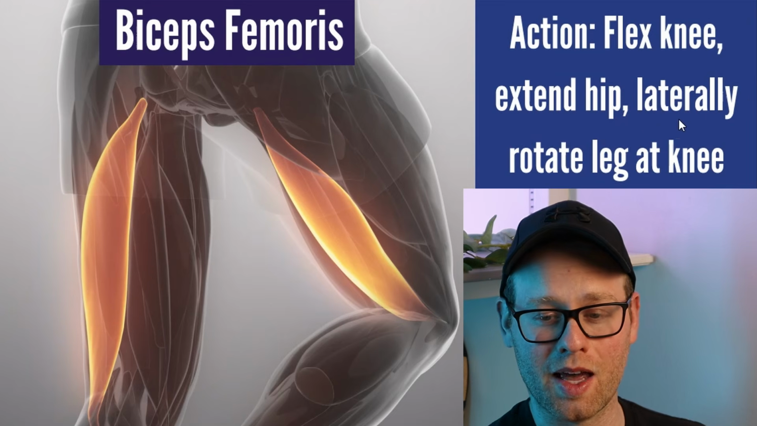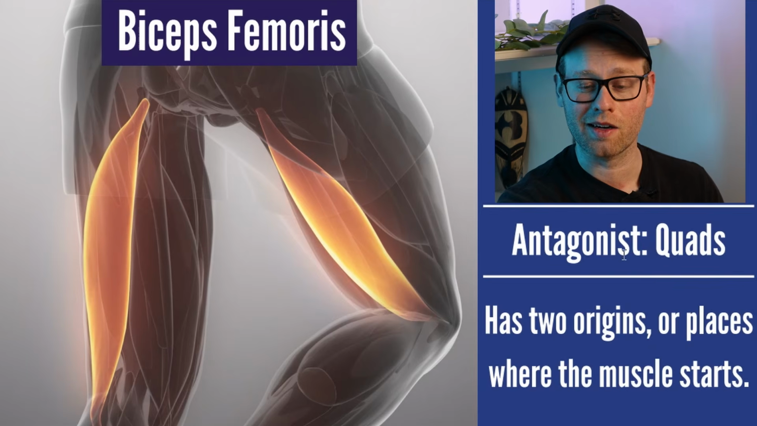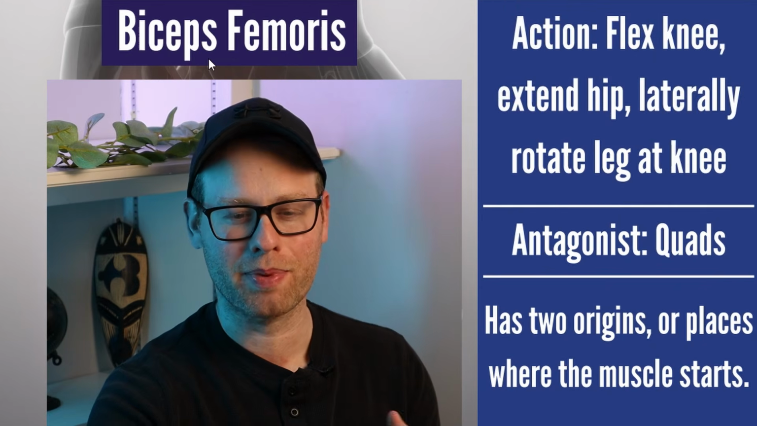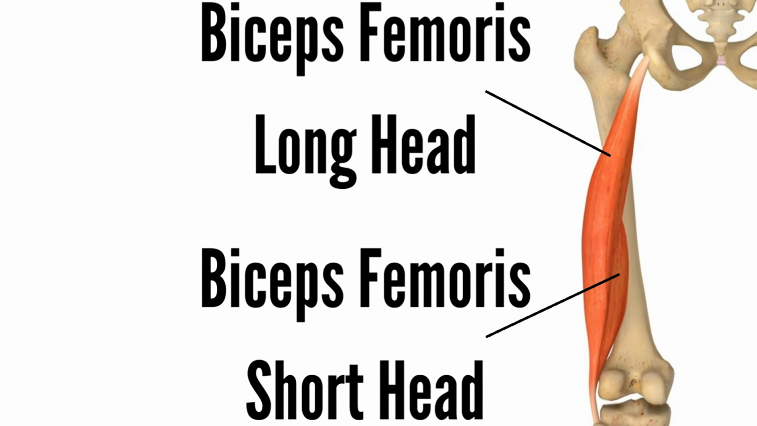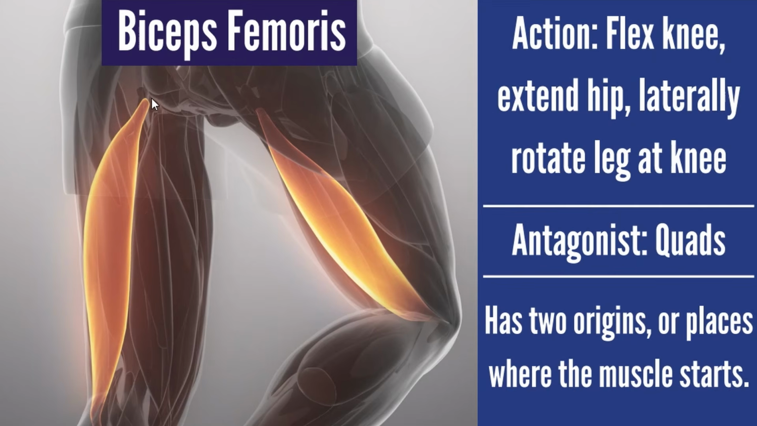You don't necessarily have to worry about this part right here all that much. So the antagonist here is also the quads. And the reason this muscle is called the biceps, bi as in 2, is because the muscle has 2 origins, or places where the muscle starts, which you honestly can't really see too well on this picture. But yes, when you see the biceps here, that means the muscle has 2 origins, again, being 2 places where the muscle starts.